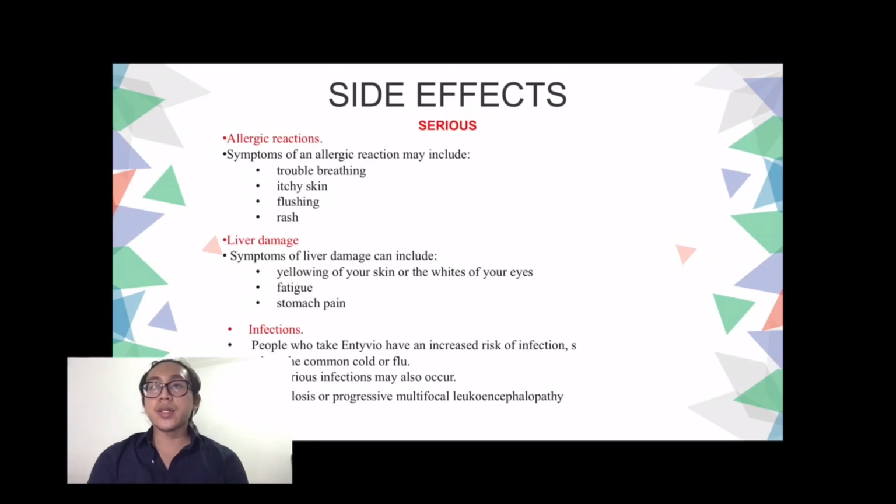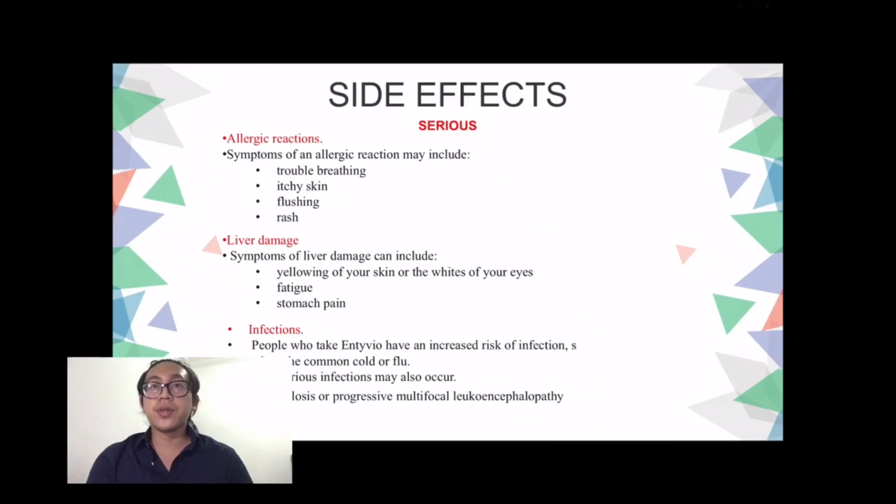The first one is allergic reaction. Its symptoms include troublesome breathing, itchy skin, flushing, and rash. The second serious side effect is liver damage. The symptoms include yellowing of the skin and the whites of the eye, fatigue, and stomach pain. The third one is infection. Those who take Entyvio have an increased risk of infection such as common cold or flu. More serious infections may occur from this, such as tuberculosis or progressive multifocal leukoencephalopathy.